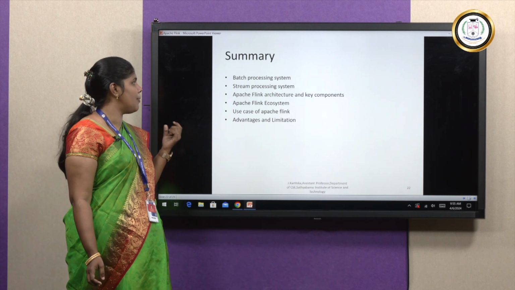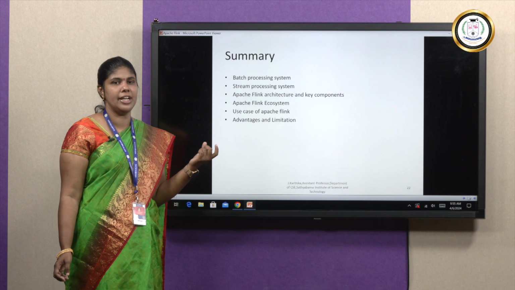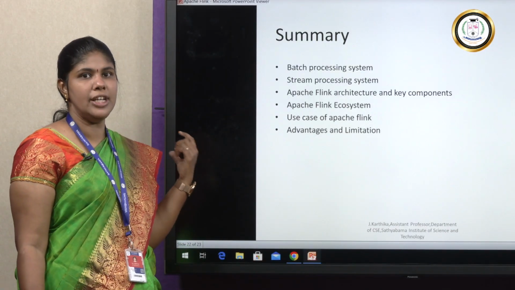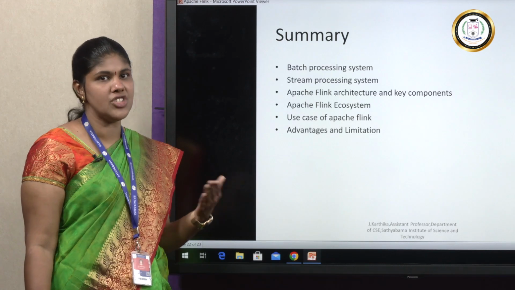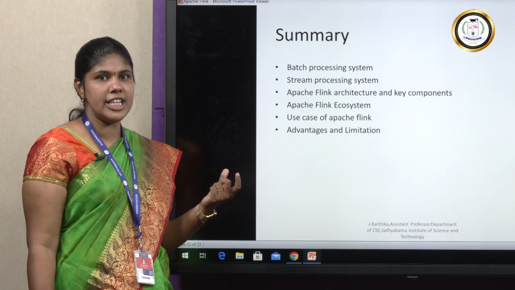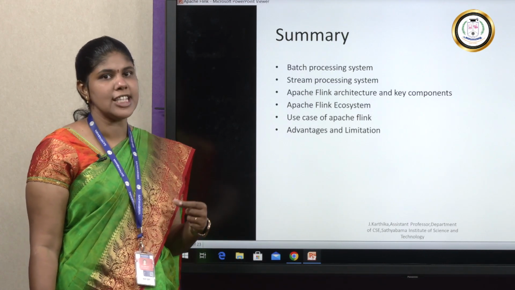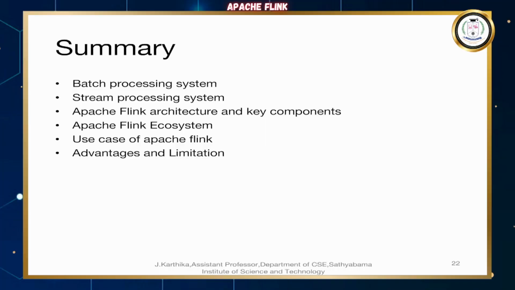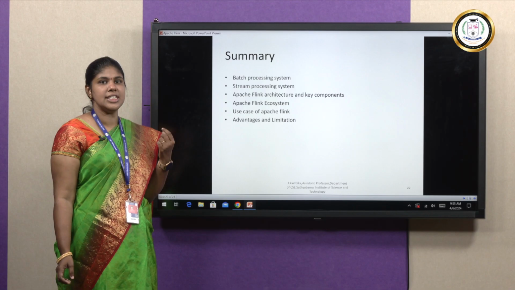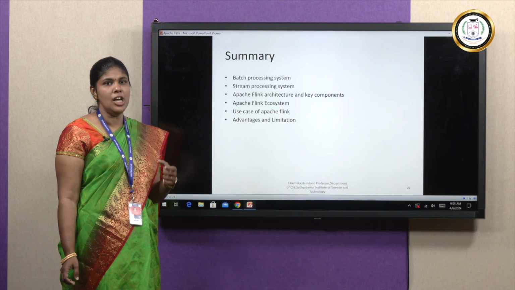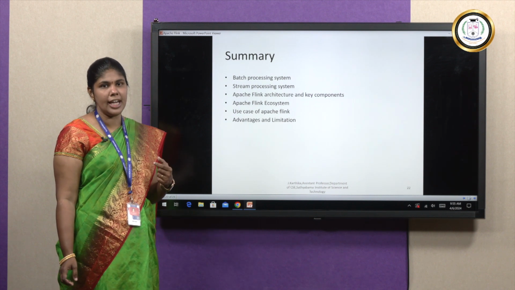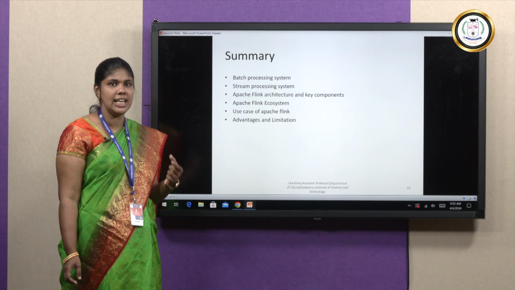And then we discussed the architecture and key components. We have seen that Apache Flink follows a master and slave architecture, and we discussed the job manager and task manager. The job manager manages and schedules the job, and the task manager executes the job. And then the Apache Flink ecosystem, in which we saw the DataSet API, the DataStream API, CEP, the Table API and SQL, and then Gelly and Flink ML.